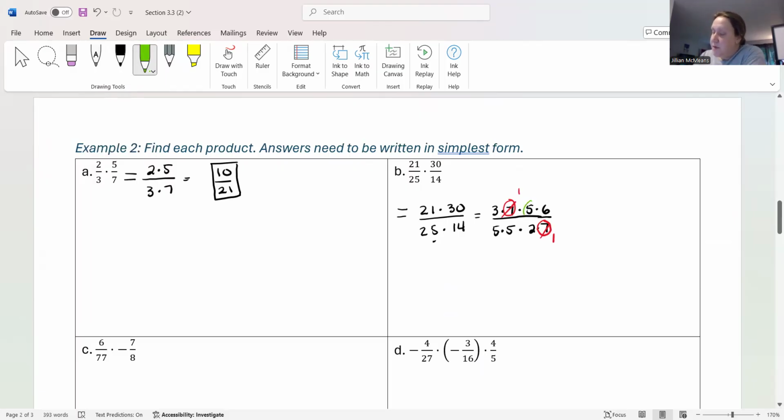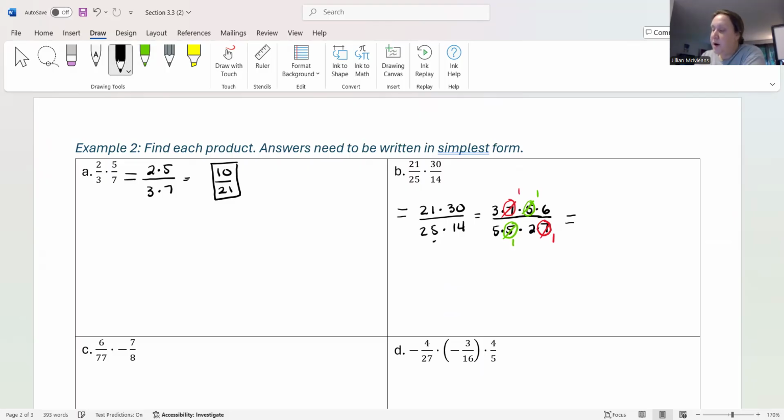Next, I notice a common factor of 5. Well, that tells me that 30 and 25 were both divisible by 5, so I can go ahead and divide that 5 out. So 5 divided by itself is 1. 5 divided by itself is 1. So let's just clean this up. We're not done, but we're getting somewhere.